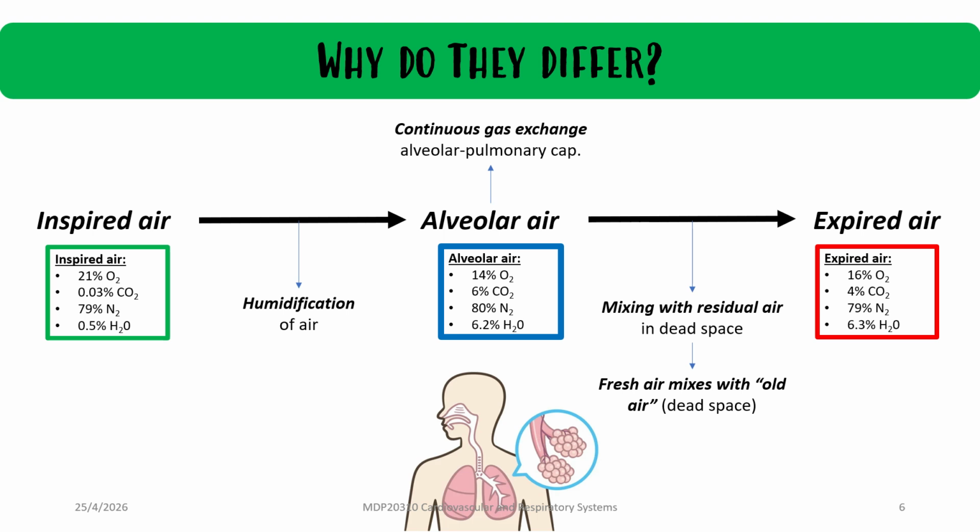So why does this happen? From inspired air through to alveolar air and expired air, this air undergoes humidification and continuous gas exchange throughout the respiratory tree, and the air that has entered from inspired air through to the alveoli has mixed with the residual air. So what matters now is not how much oxygen is in the air that you breathe in, but how much of the oxygen reaches the alveoli for them to undergo the gas exchange.